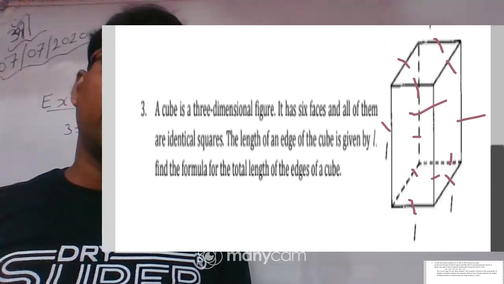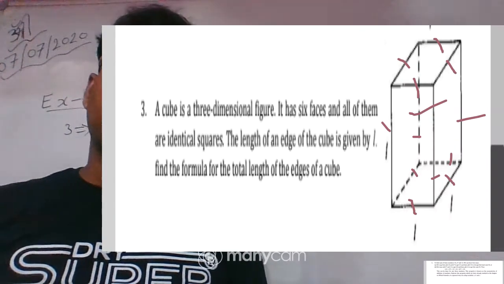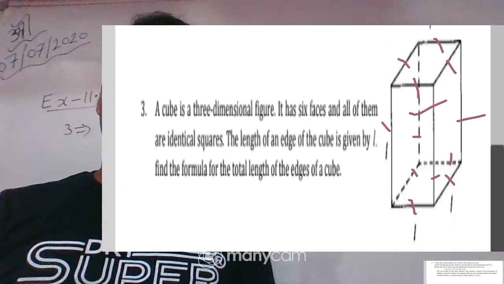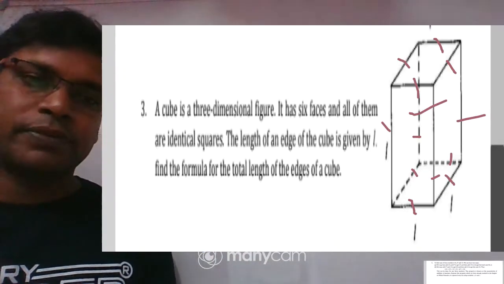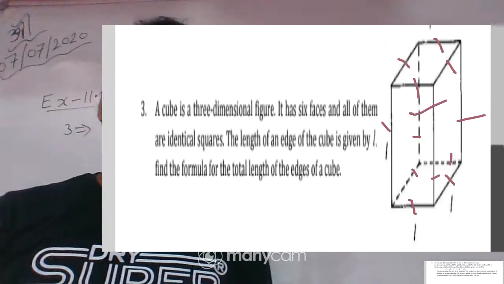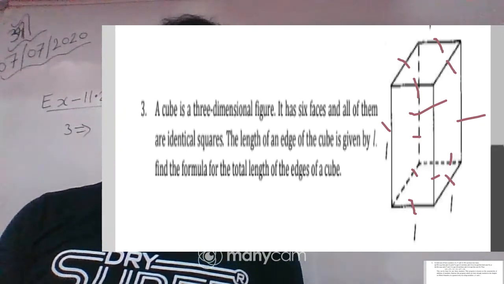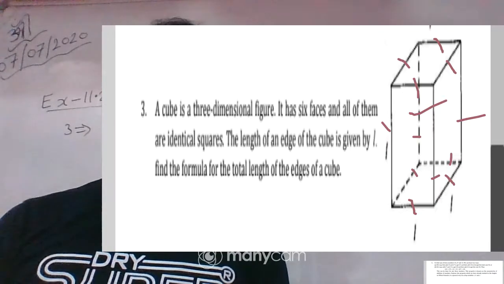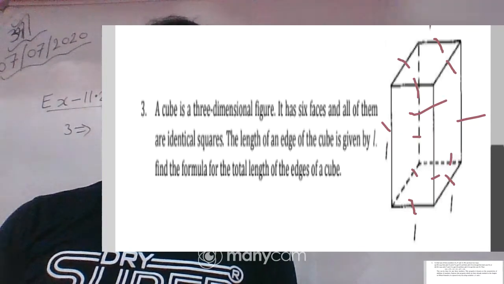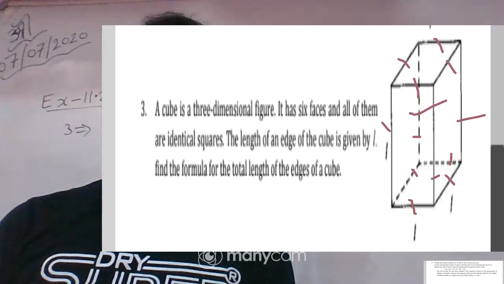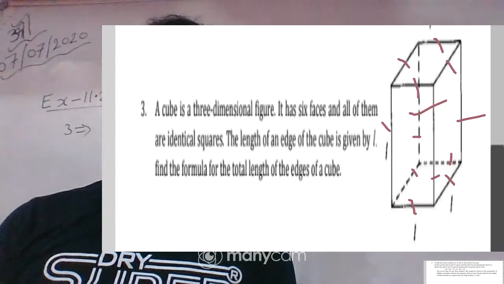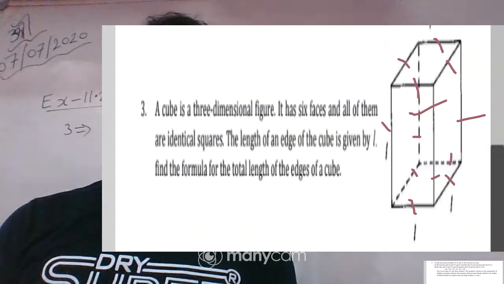Okay. So here we find the perimeter. You can say the length of edges of the cube. You can say perimeter of cube. Okay. So cube has 12 edges. If you sum all 12 edges, we find the perimeter of cube. The question is that a cube is a three-dimensional figure, no doubt. It has six faces, clear, and all of them are identical squares. The length of an edge of the cube is given by L.